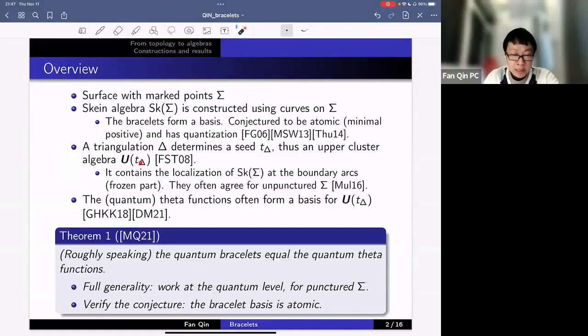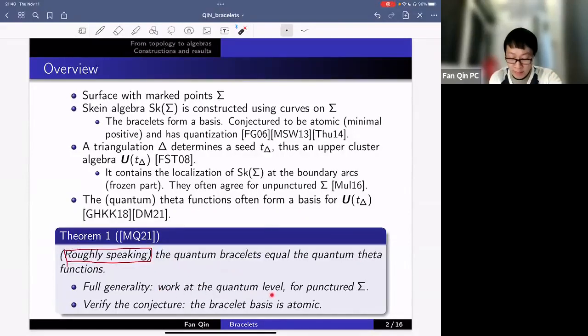And now for the upper cluster algebra, you can use the construction from Gross, Hacking, Keel, and Kontsevich, and also Davison and Mandel, to get something called quantum theta functions. Usually they form a basis for surface type. So the result that I'm going to explain is that, very roughly speaking, because strictly speaking there are some corner cases that you have to discuss, the quantum bracelets, which we are going to construct, are equal to the quantum theta functions. And our construction works in full generality.